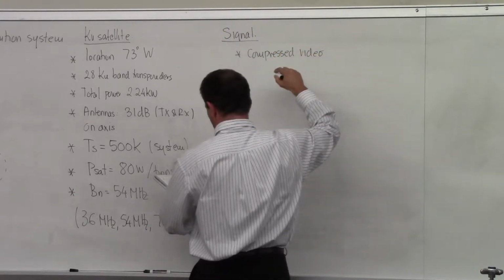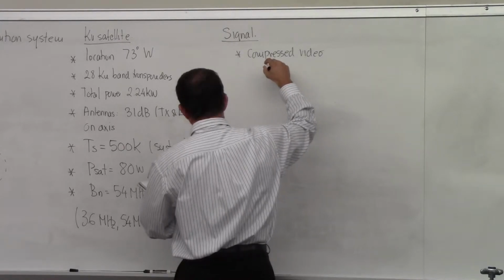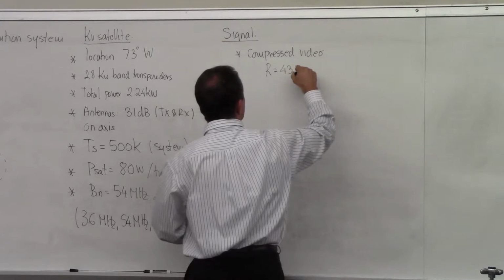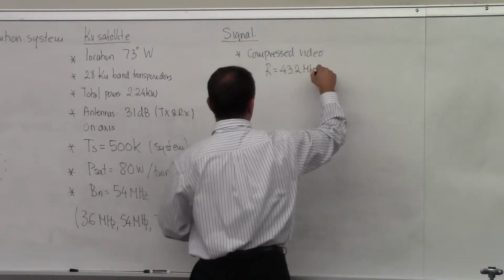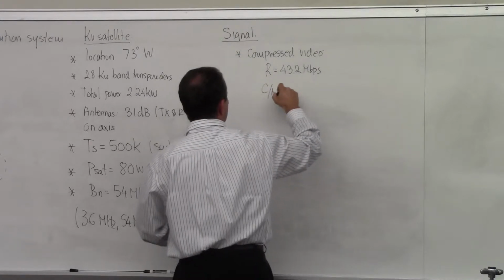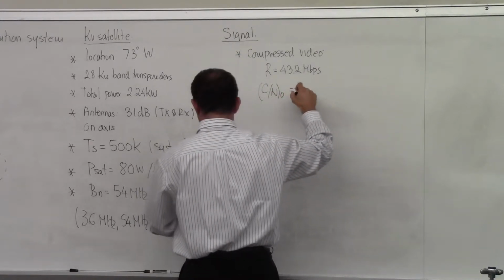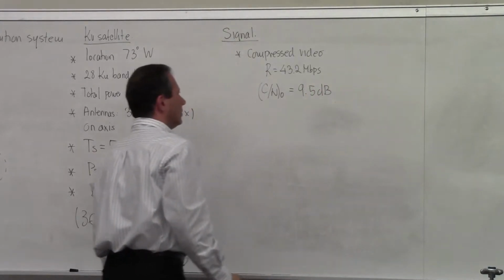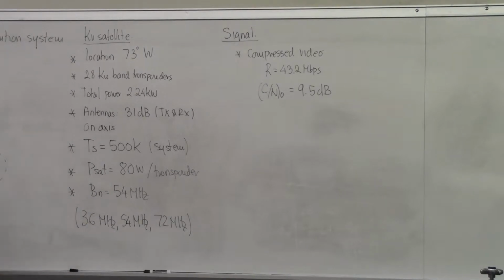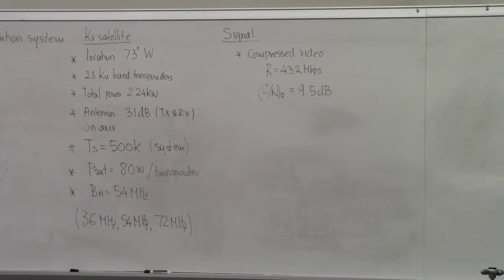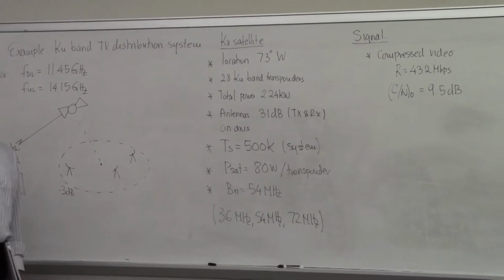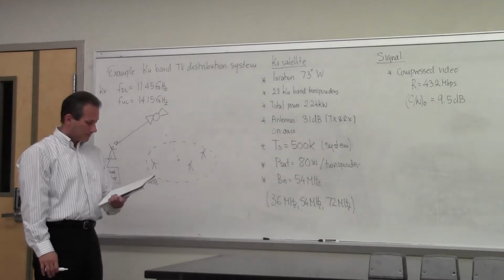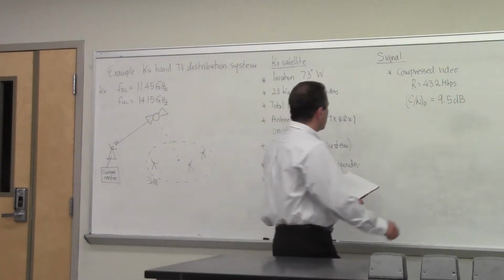And what we know about it, its rate is 43.2 megabits per second, and the C to N required overall is 9.5 dB. So what I need to do is, when I provide the signal at any one of these ground stations, I have to make sure that its carrier to noise ratio is better than 9.5 dB. So that's a signal.